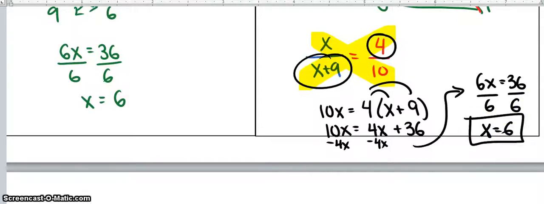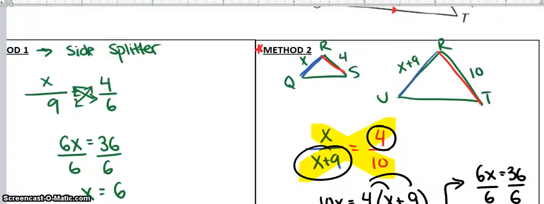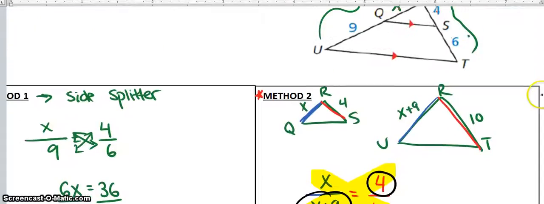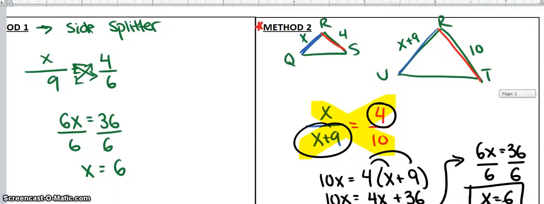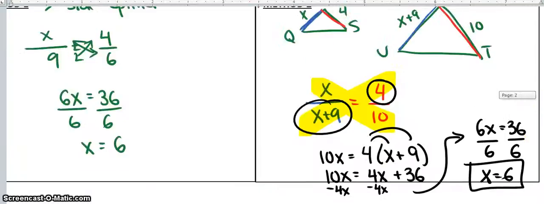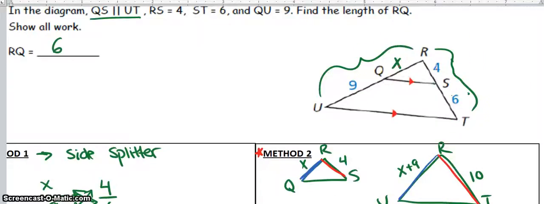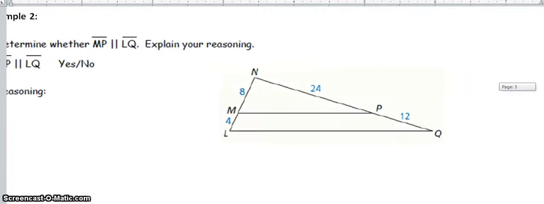So I don't care if you use method 1, which is side splitter, which is pretty easy, straight up computation, but you have to know the theorem. Or you can choose to use method 2, which is what we've been doing all along: set up the two similar triangles, figure out that they're scale copies of one another, set up the scale factors. Scale factors would be equal because all sides are scaled the same. Like, this is what you already know. Just sometimes the algebra might be a little bit more difficult if you're given the side splitter information. You choose what you like.